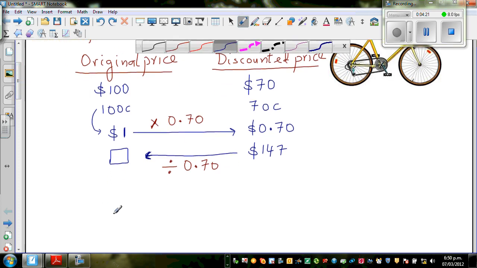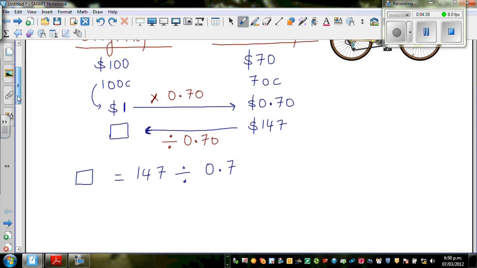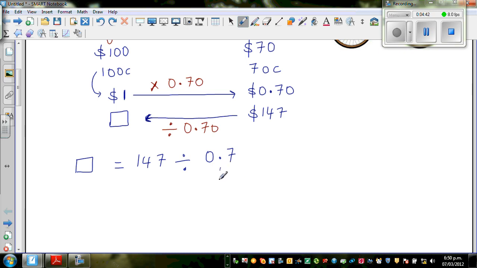Let me bring back my blue color. This original price, or that box, is nothing but 147 divided by 0.7. 0.70 and 0.7 are the same. I don't know how to divide by 0.7, so I'm going to multiply this by 10. If you multiply this by 10, you also multiply this by 10. So now this is 1470 divided by 7, since 0.7 times 10 is 7.